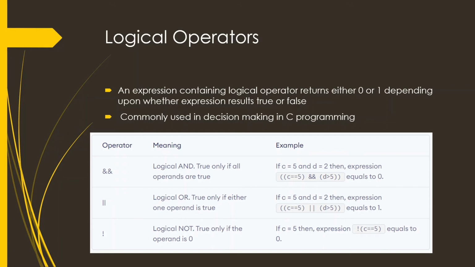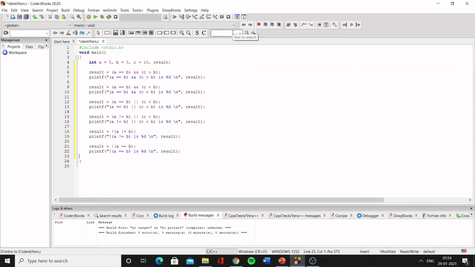Now next is logical OR. It is true only if any one of the operands is true. And lastly, the logical NOT, which is true only if the operand is 0. It basically negates the truth value of a variable. So now let's have a look at a code where we are using logical operators. Let's run this code.